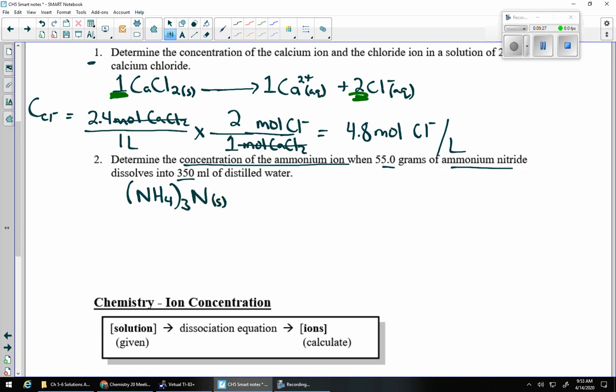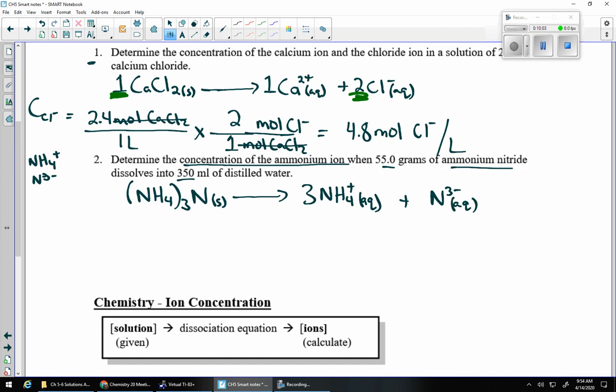Now I know that it's (NH4)3N, so I can show a bit of scrap work over here because I know that NH4 or ammonium has a charge of +1, nitride has a charge of -3, so that means I need 3 positives to balance out my 3 negatives. Perfect. So when this dissolves, we're going to end up with 3 NH4s, so 3 ammonium ions, and 1 nitride ion. Perfect. So there is our dissociation equation.